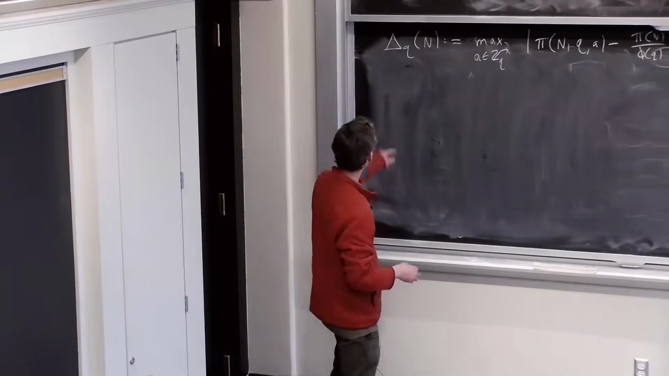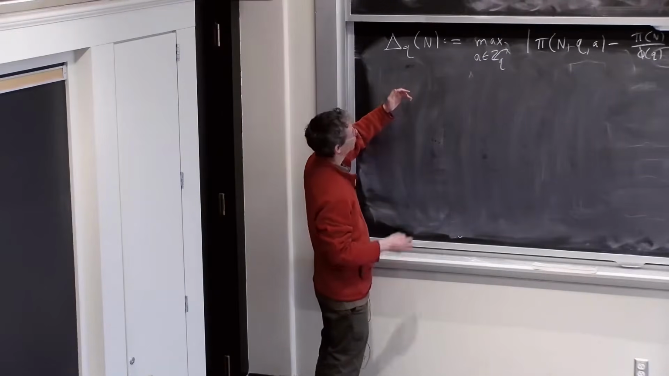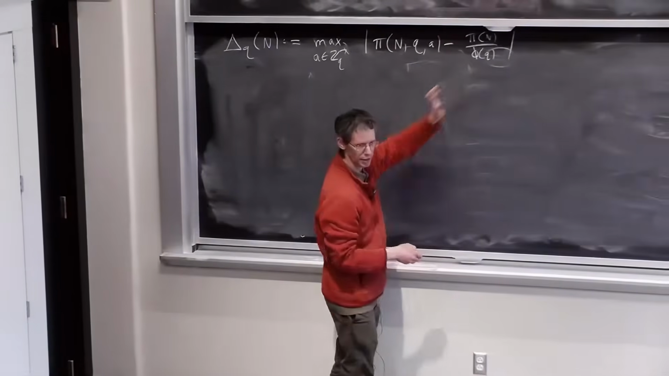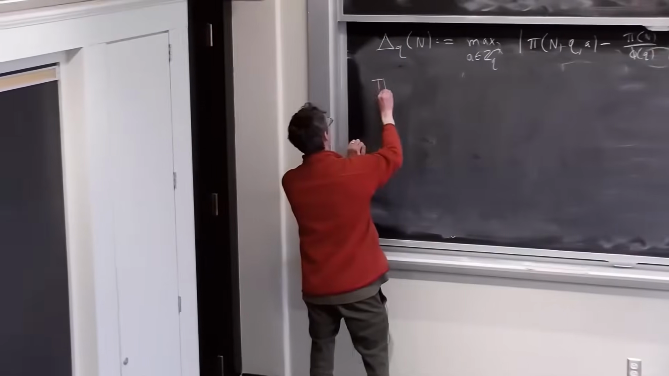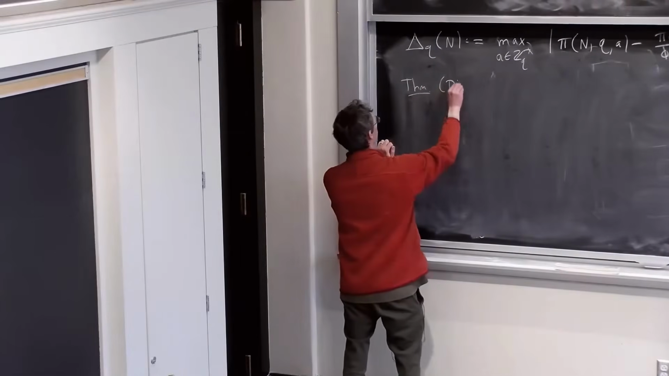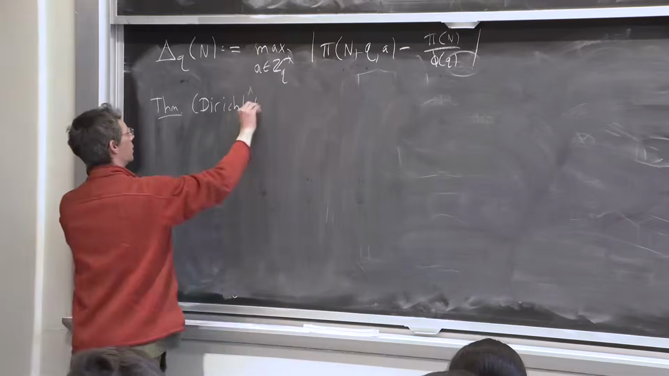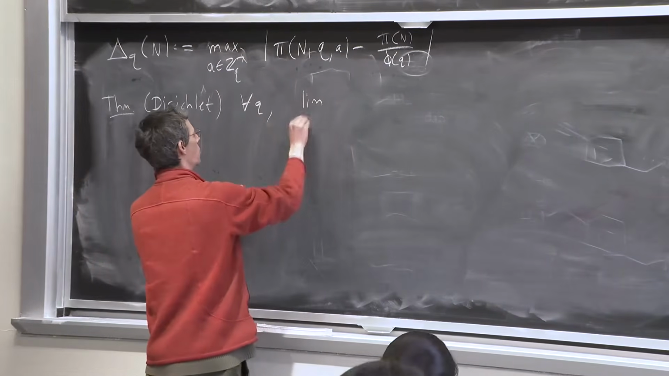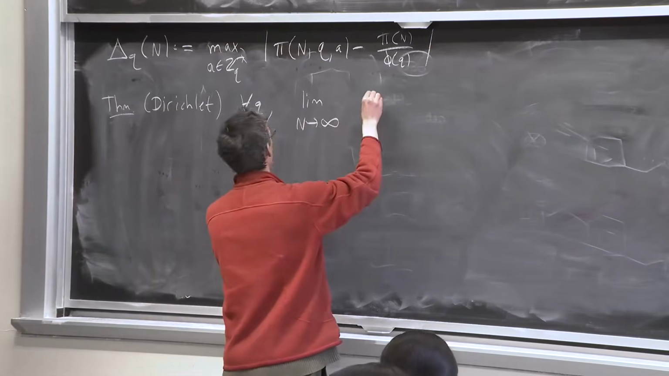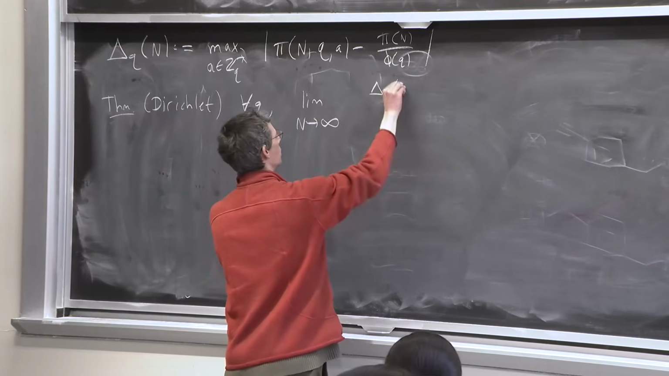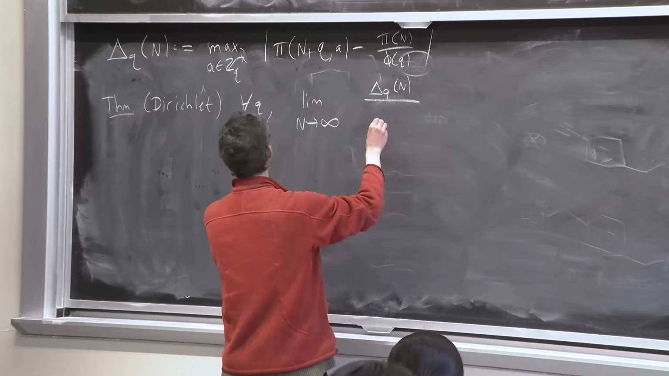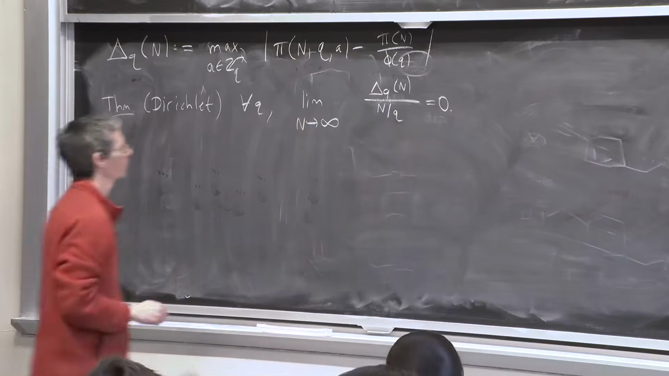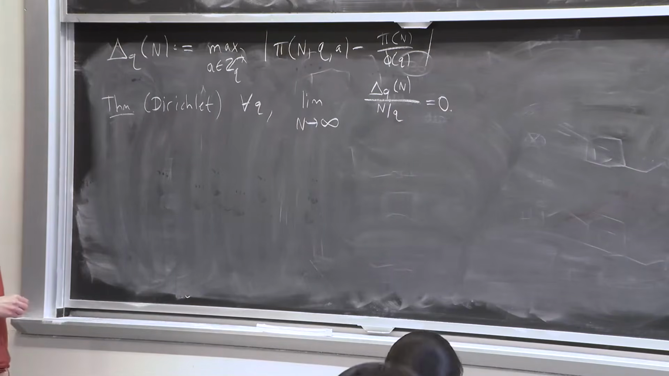OK. So this question was first addressed by Dirichlet, who showed that in a certain sense this is close to this. Here's what he proved. He proved that for any q, if you take the limit as n goes to infinity of delta_q of n, it's asymptotically smaller than n over q. So this limit is 0.